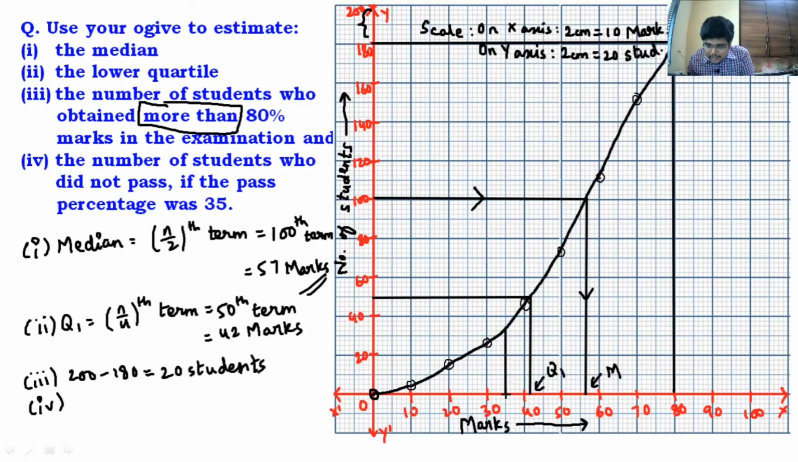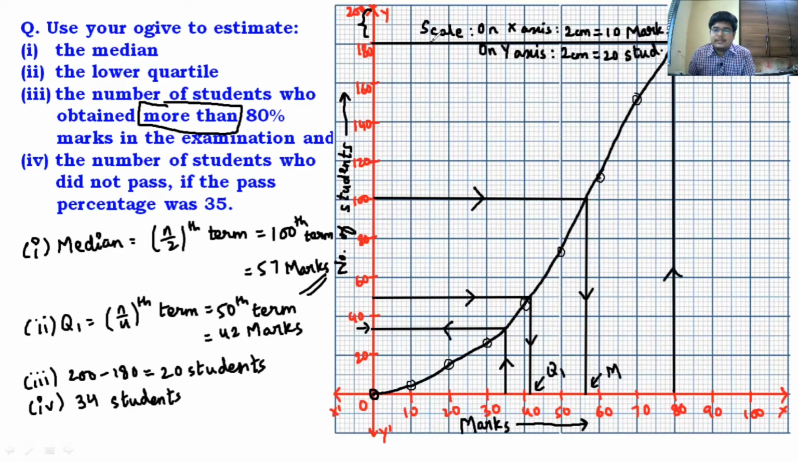From 35, we take a straight line to the ogive. From the ogive, we take it to the y-axis. And here we get this answer, which is 34. So the number of students who failed, who did not pass, is 34. And I'll just complete the arrow marks for each and every curve.